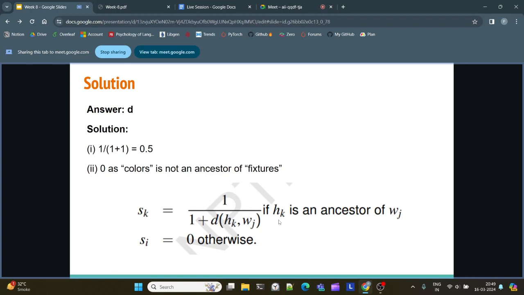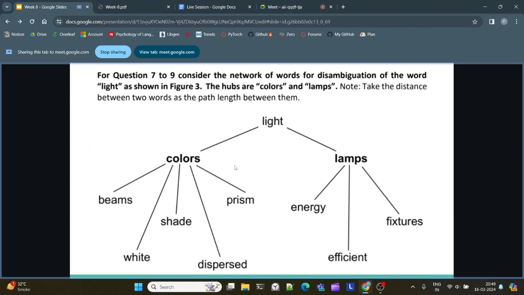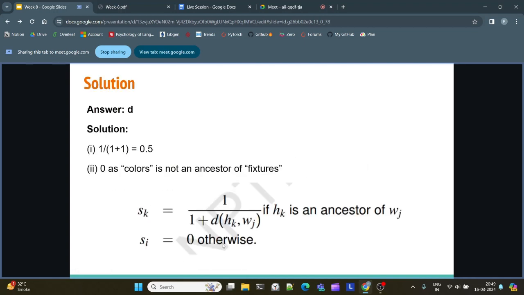Here the condition was that the hub word has to be an ancestor of the component word. Now, if we see colors and fixtures, that condition is not maintained. Colors is here, fixtures is here. Colors is not an ancestor of fixtures. In that case, we have the value of 0. So that is why the answer of the second part is 0. So 0.5 and 0, that's the answer.